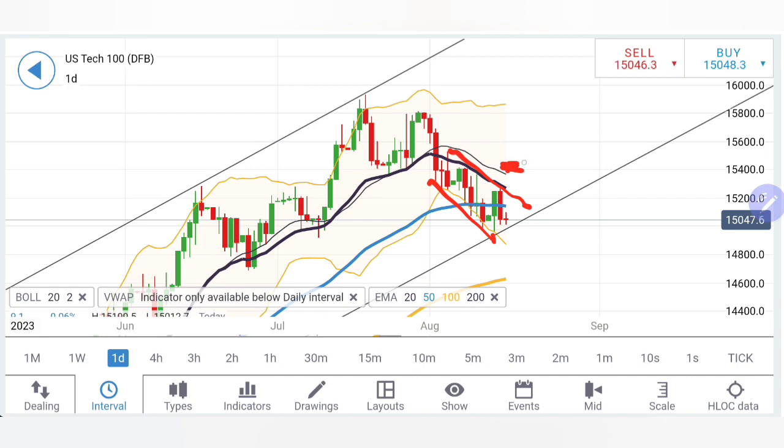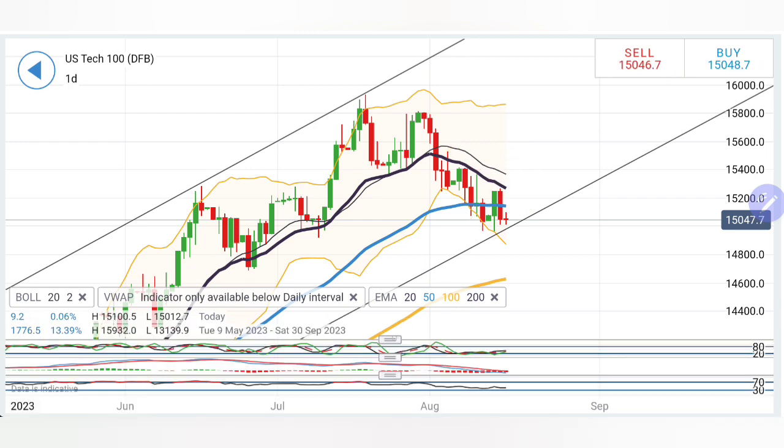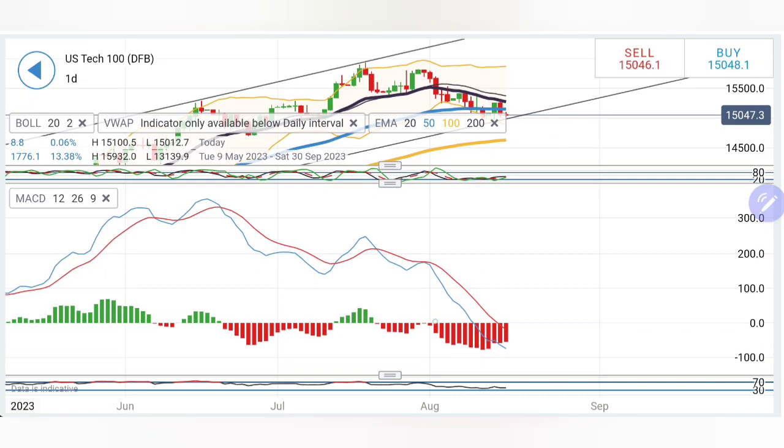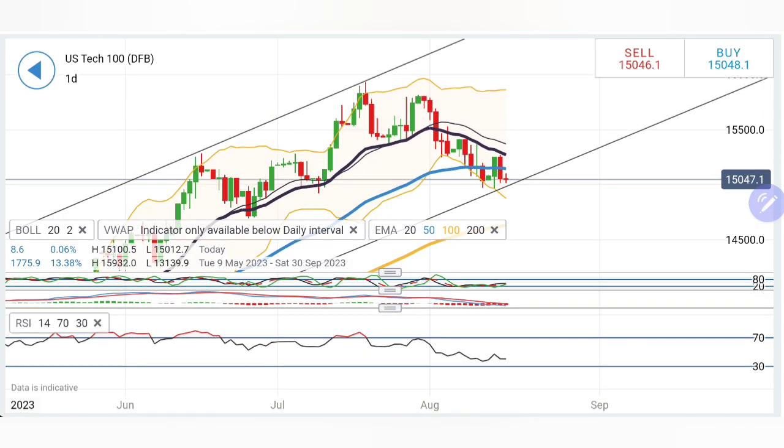It has to stay above 15300 levels in order to confirm a reversal here. Stochastic rising, MACD is bearish, RSI is almost flat. Considering this, I will recommend you to buy here at 15060. Be careful, be watchful here till 15100 first resistance, and then 15140, 160 zone at the next.